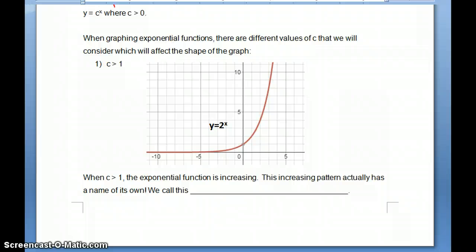When graphing exponential functions, there are different values of c that we will consider, and these in themselves will affect the shape of our graph. In our first case, c is greater than 1. What we're going to notice is that the exponential function is increasing, and this we call exponential growth.